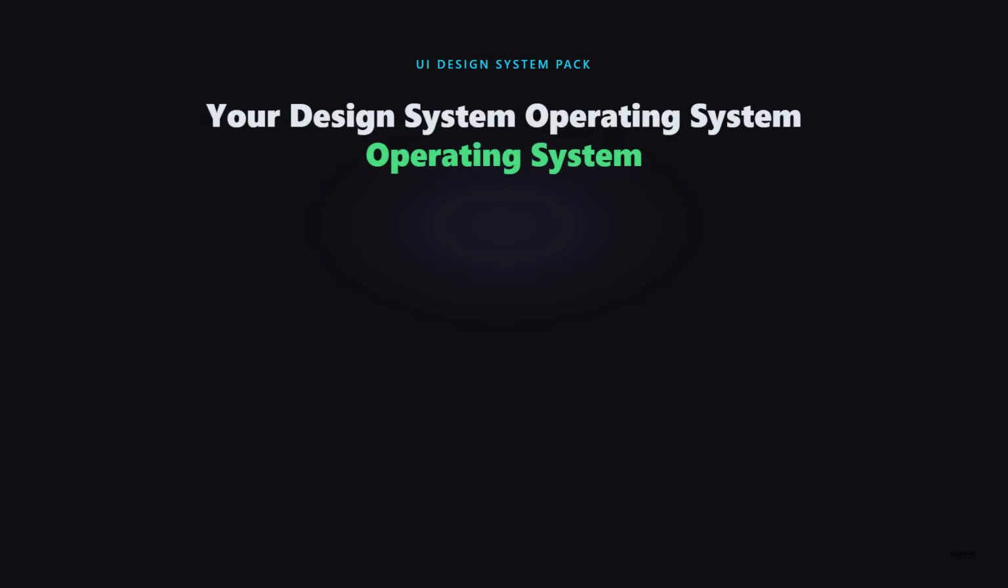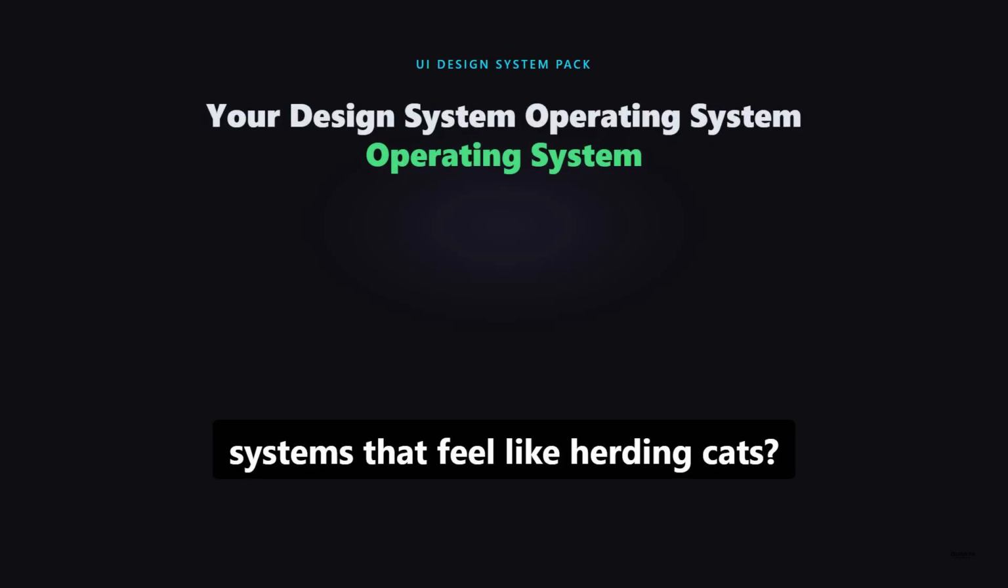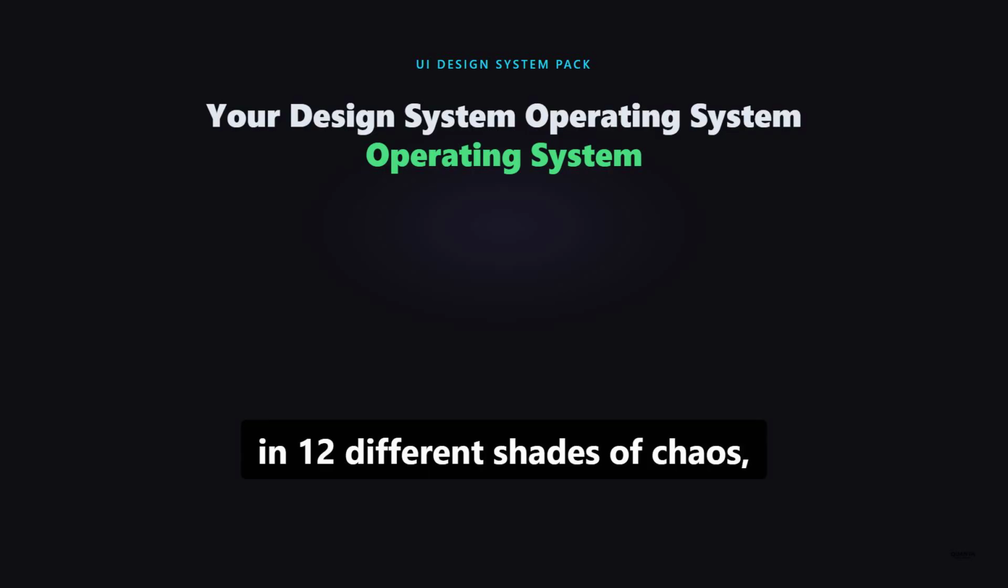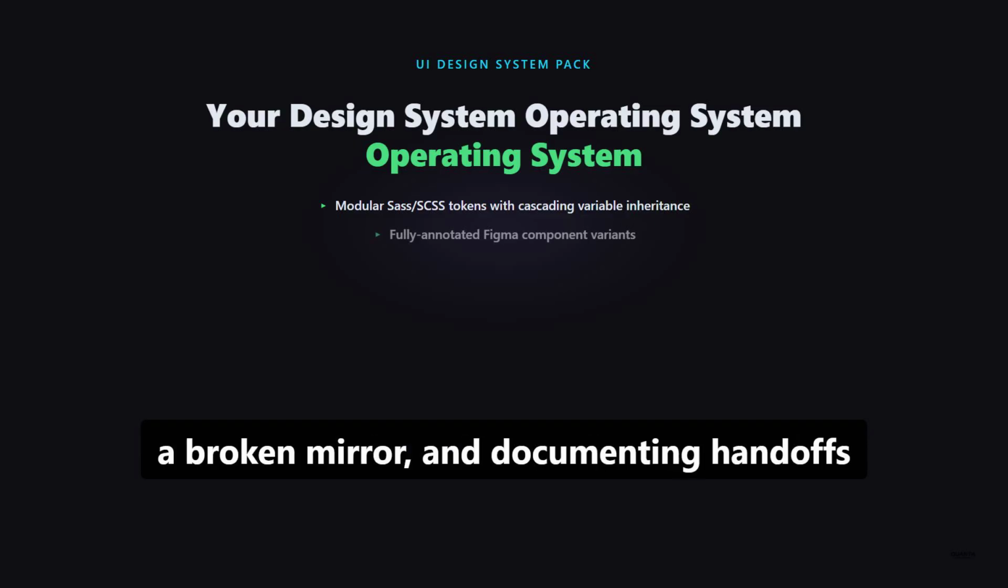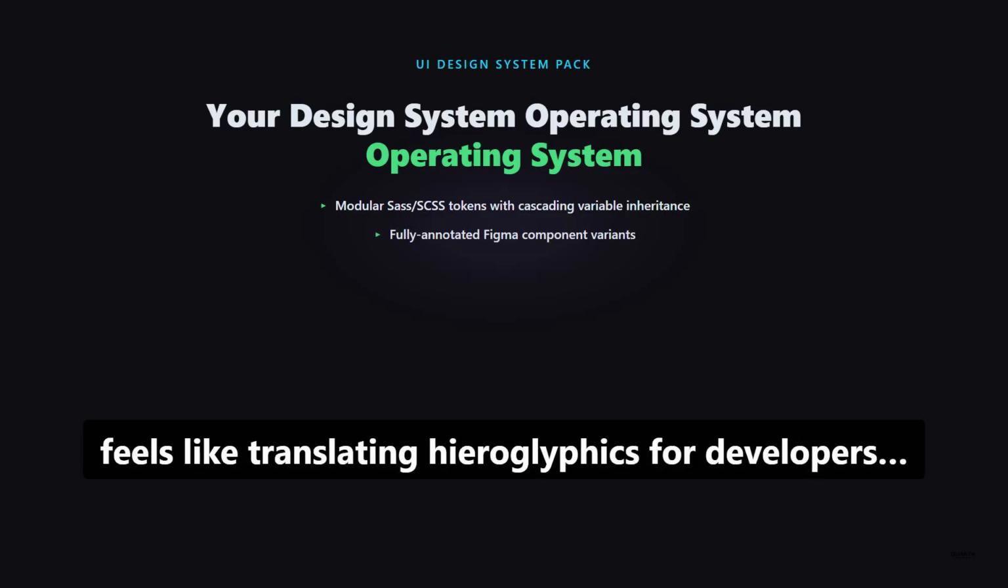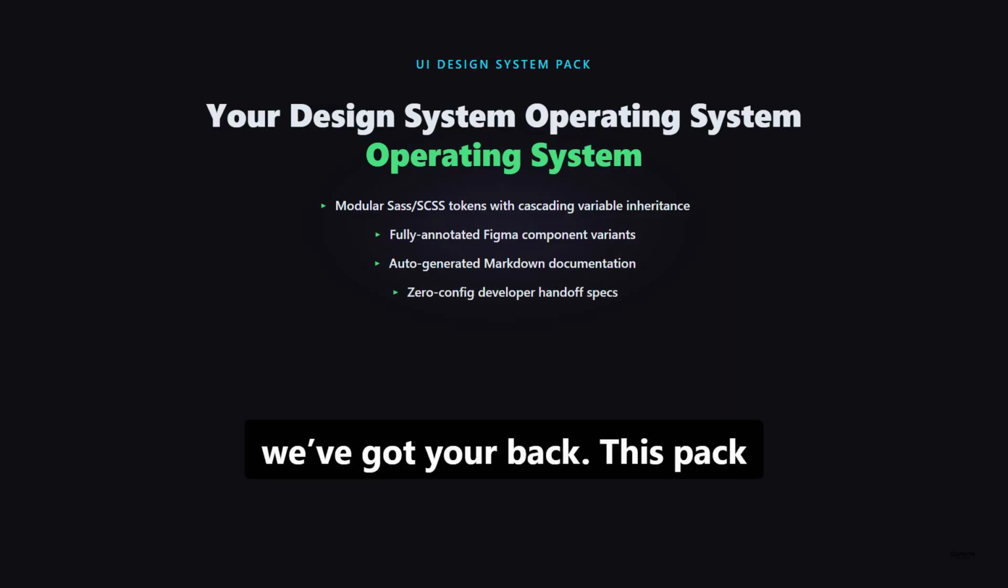Tired of wrestling with design systems that feel like herding cats? When your color tokens live in 12 different shades of chaos, your button library is more fragmented than a broken mirror, and documenting handoffs feels like translating hieroglyphics for developers, we've got your back.